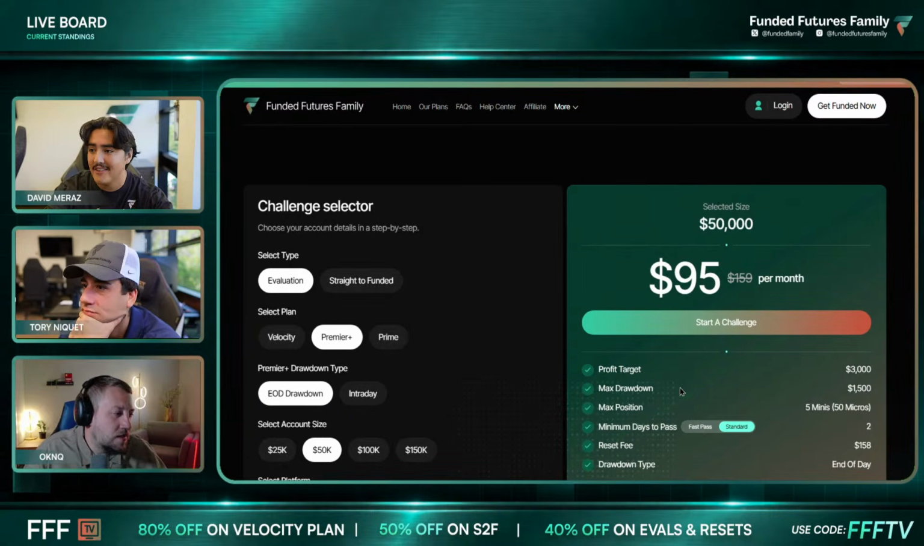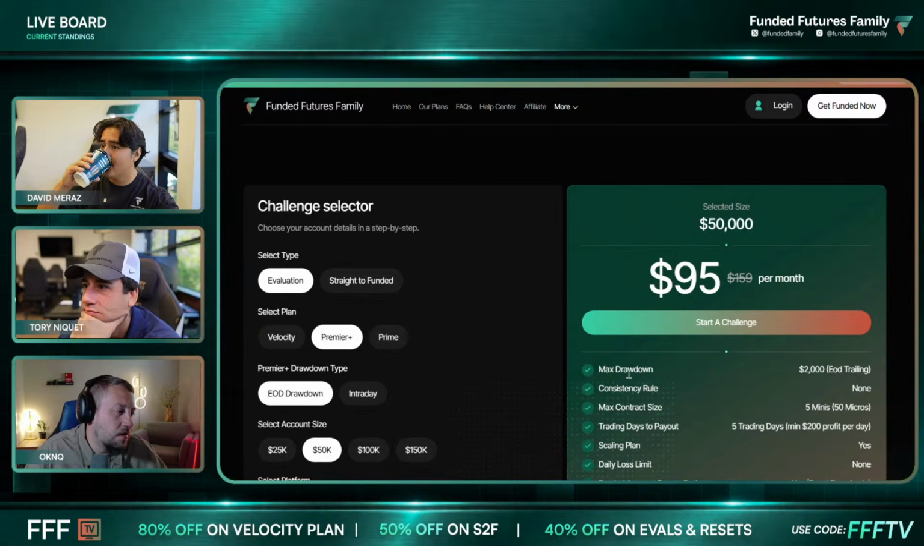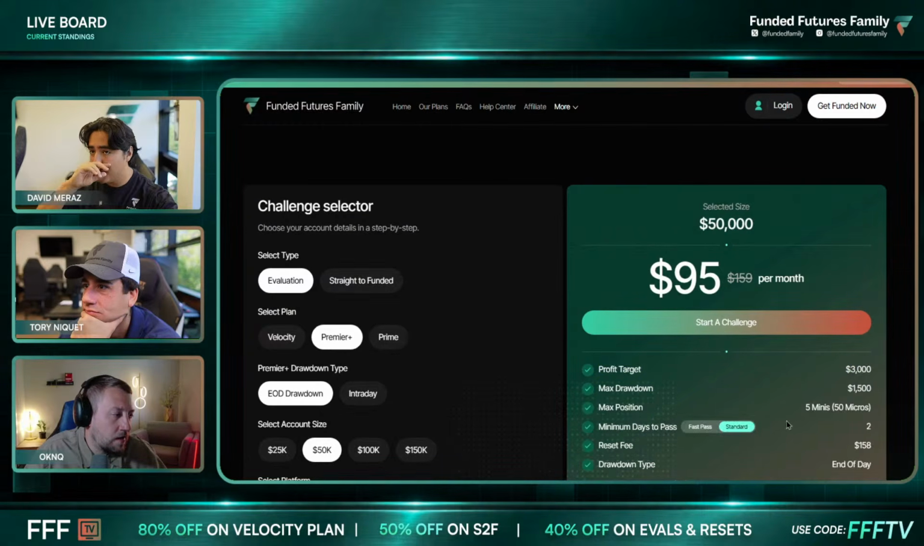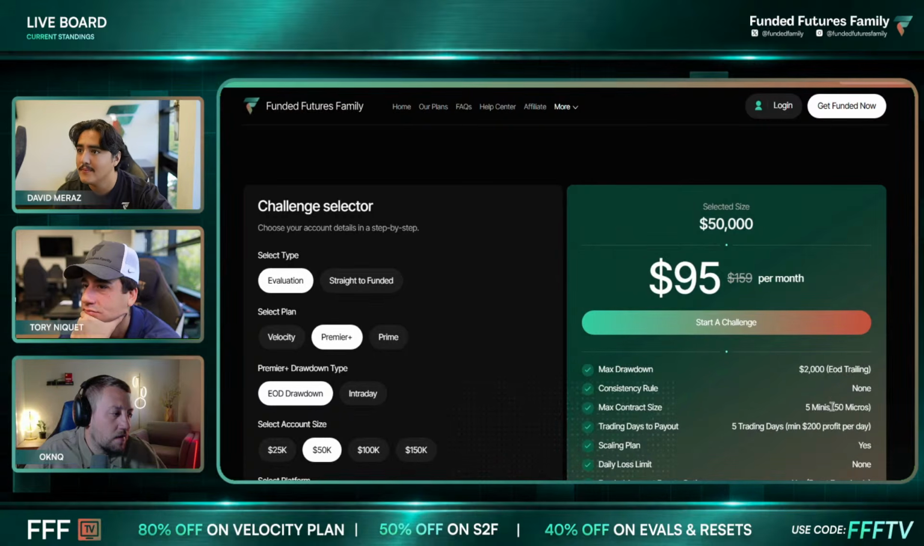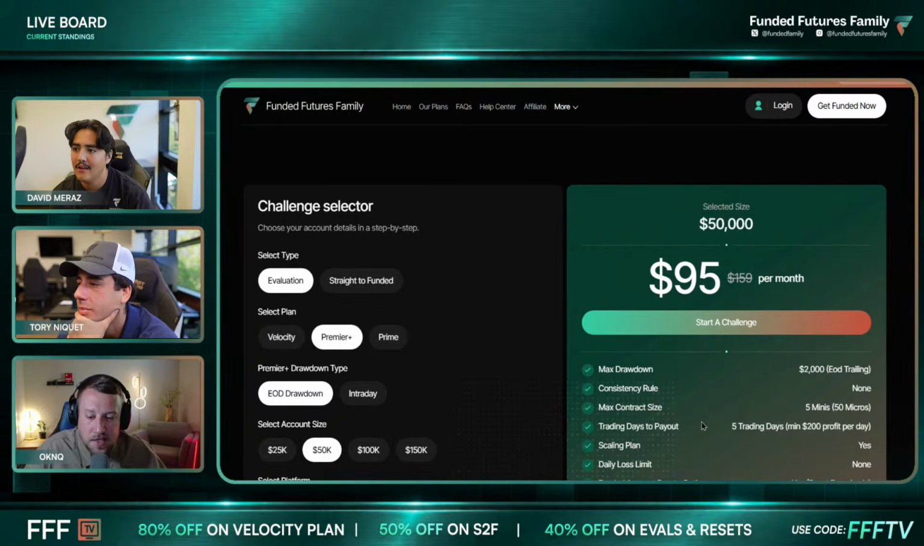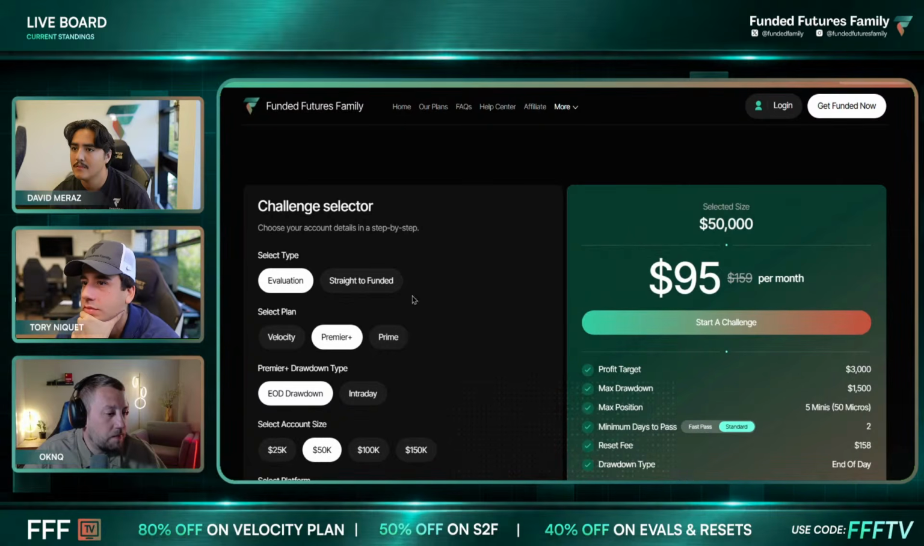Wait, only FFF. So when you go to the funded, you actually get more drawdown. Do you guys see that? They give you more drawdown when you get funded. That's fire. Whether you do intraday or end of day, the funded becomes the same. The end of day drawdown evals are a little tighter, but the drawdown's bigger. The funded accounts are the same for both. End of day is king.